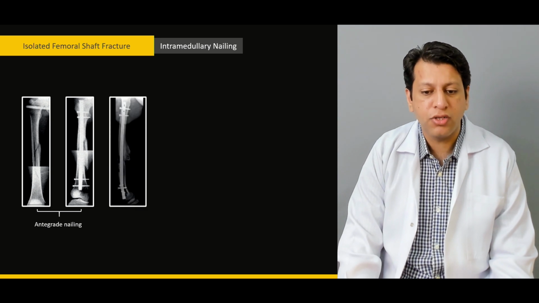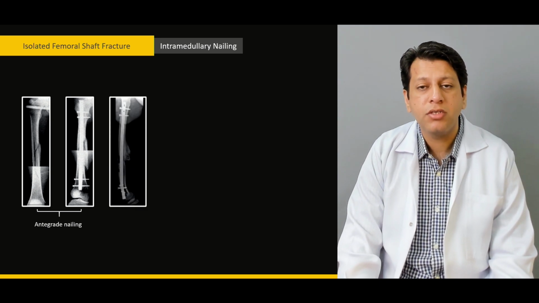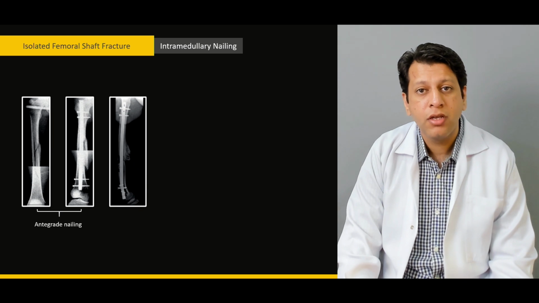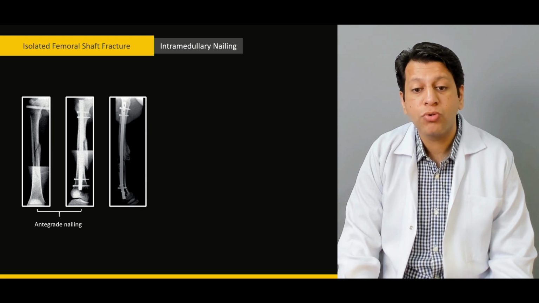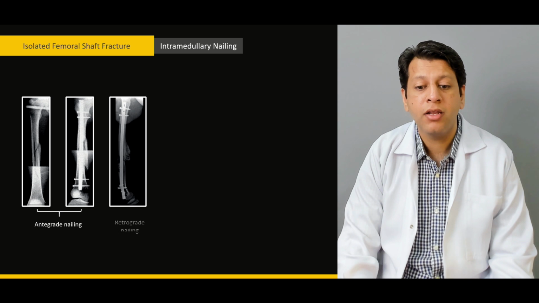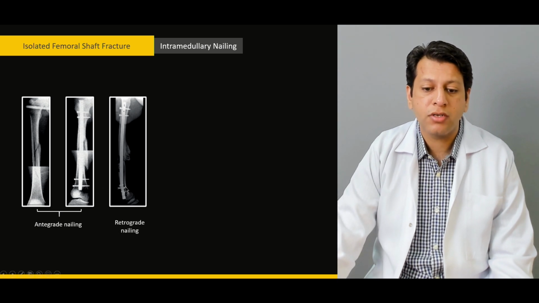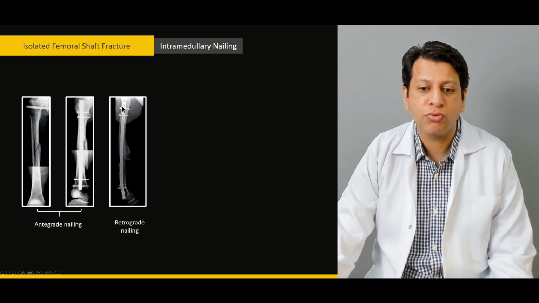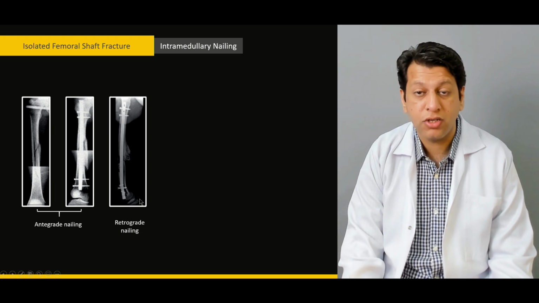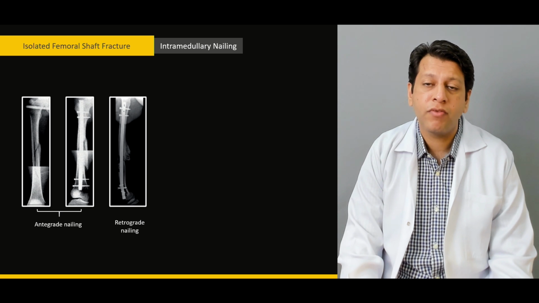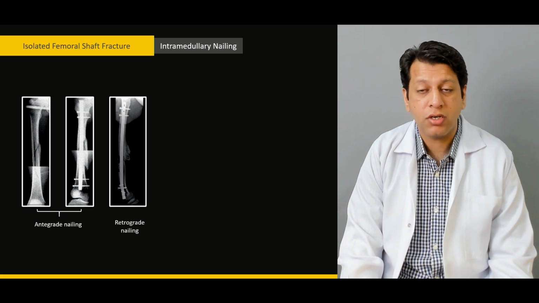Then there is a retrograde nail as well. Retrograde nail means going through the knee. You open the knee, you don't need to open the hip, and just go through the knee and apply a nail. First the proximal screws are inserted at the bottom, and then you have a distal screw which can be inserted over here. This is another way of doing a retrograde nail. Both have their own advantages and disadvantages.